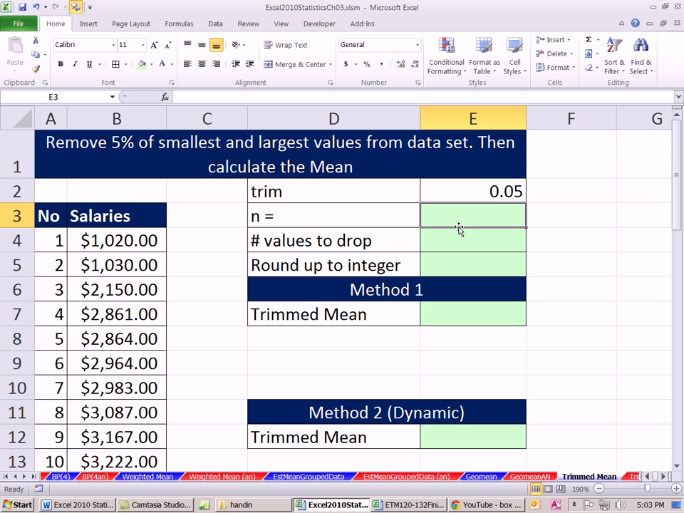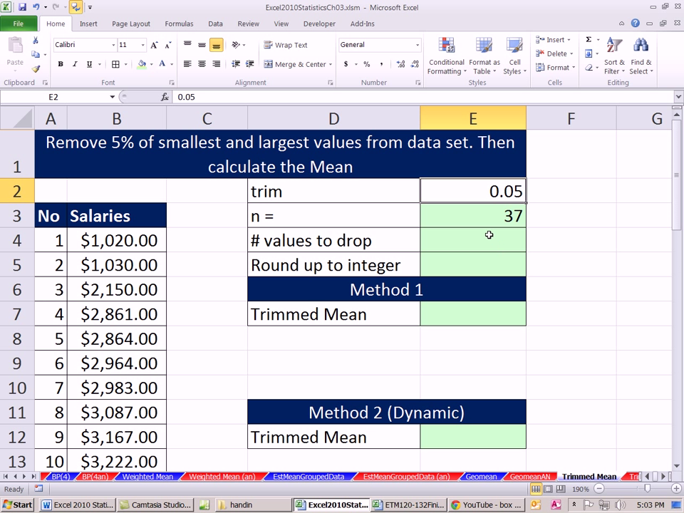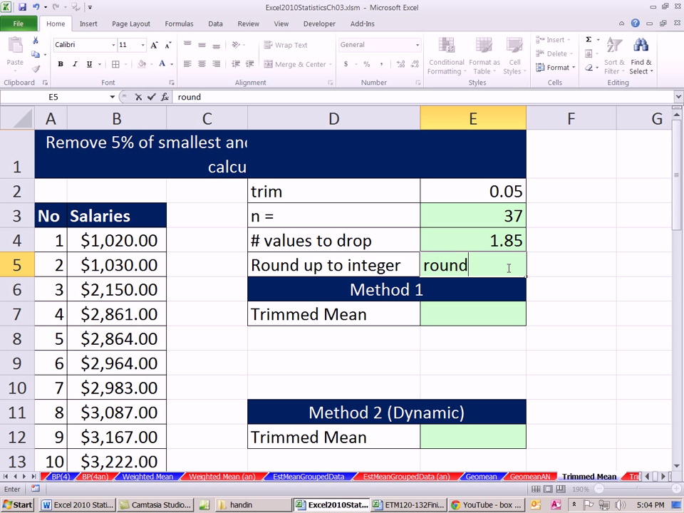So first, let's calculate the count. So there's 37. Values to drop, I'm simply going to multiply this 5% times this. And that'll give me an approximate number to take off the top and bottom. So I'm going to round this up to the integer. You could just write 2, or you could use the round function. Now, actually, we could probably use the round.